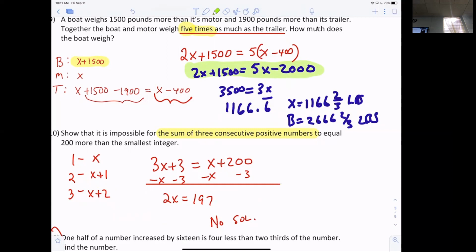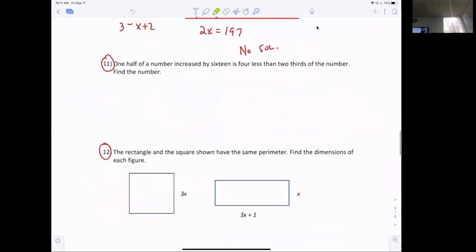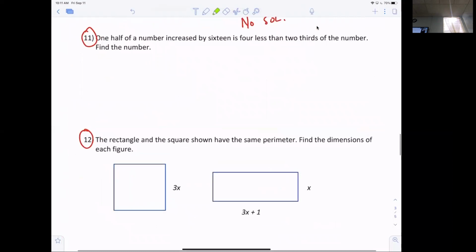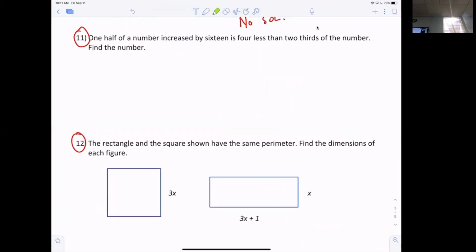All right. Now, I asked you last night to do number 11. So who's brave enough to tell me what their equation is for number 11? All right, Oscar, let's hear you get something right today. Loud and proud. Come on. 1/2x plus 6. Plus what? 6. 16.